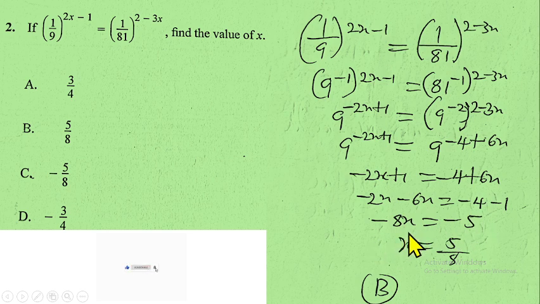That means we can divide both sides by minus 8. x will be equal to 5 over 8 because minus will take care of minus. So our x is 5 over 8. And option B is the correct option for question number 2.